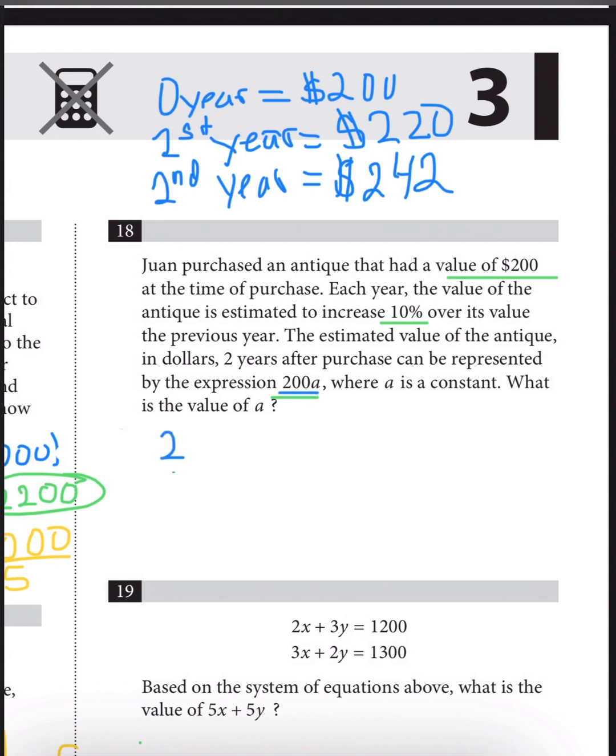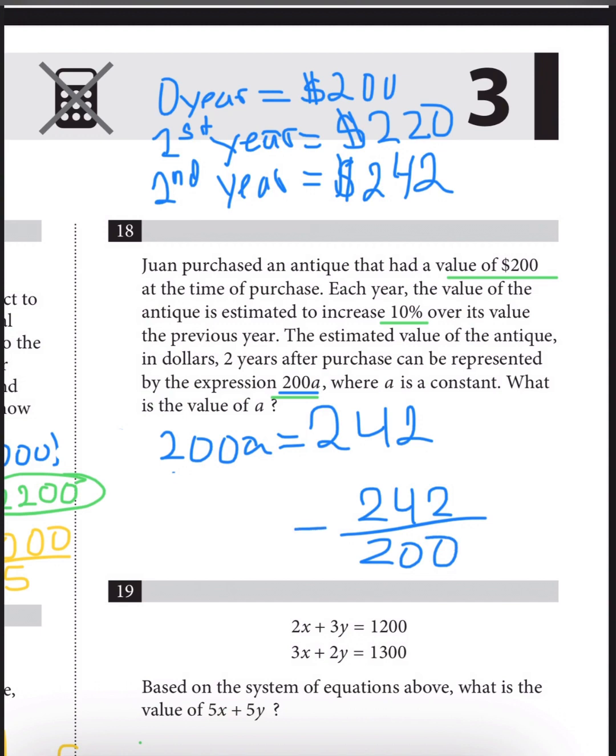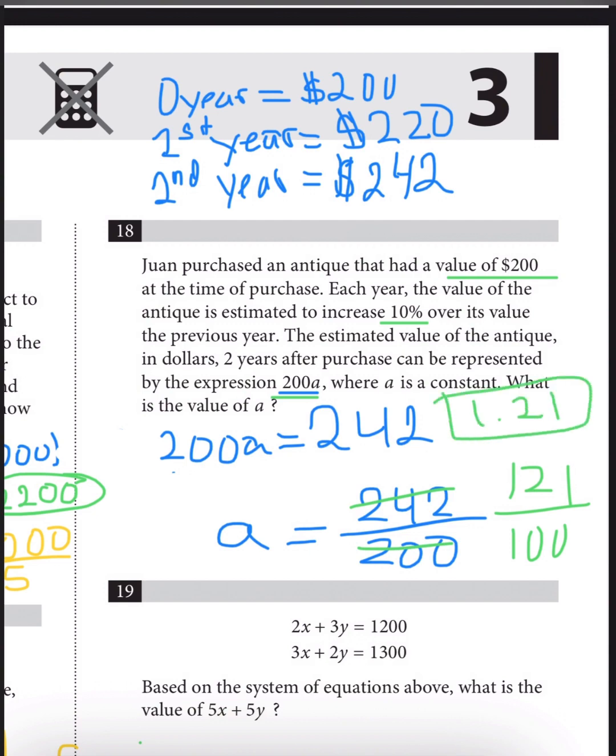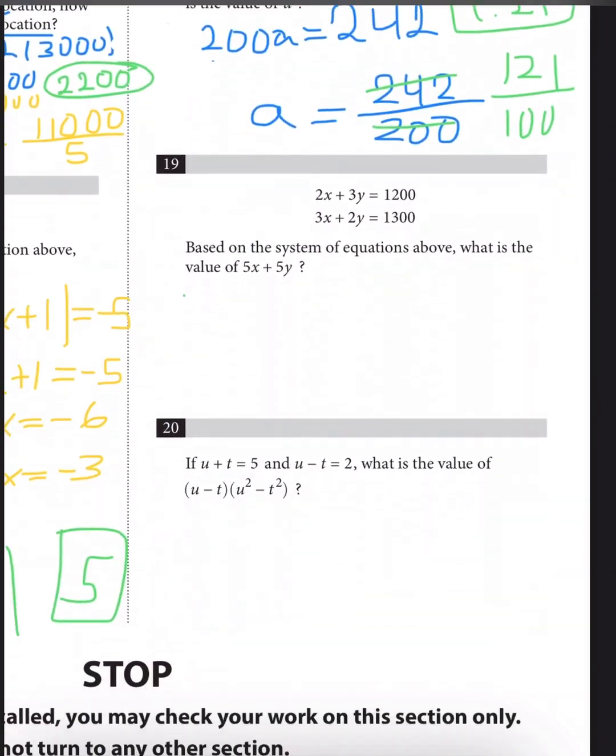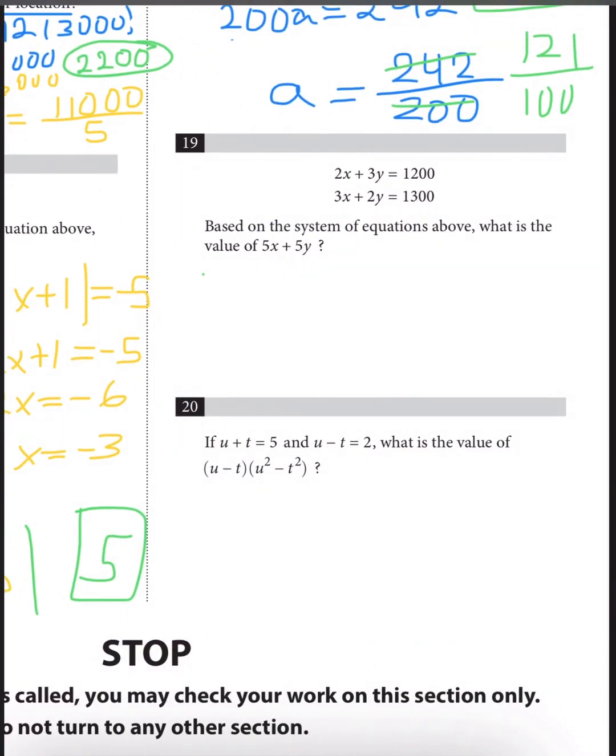So what we do is 200A equals 242. So 242 over 200 equals A. We can simplify this by dividing by 2. So 121 over 100, then we get 1.21. That's what A equals. Okay, now let's move on to question 19.